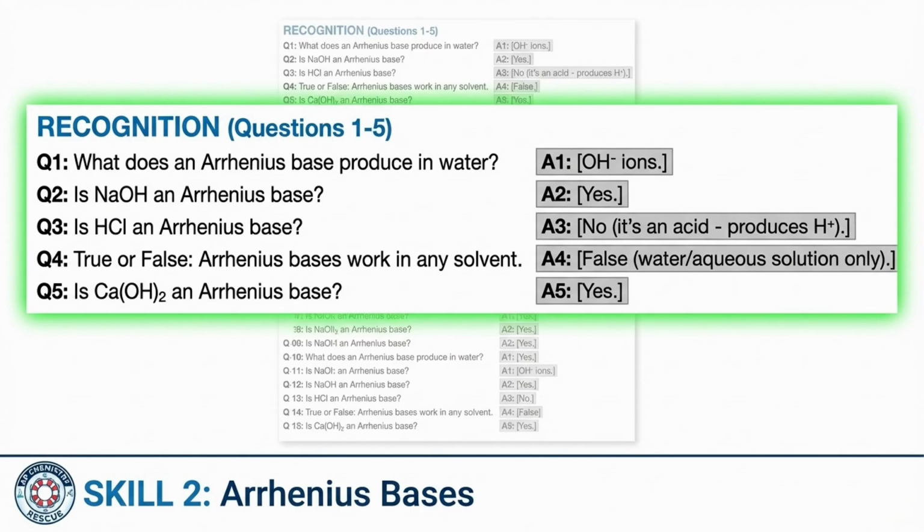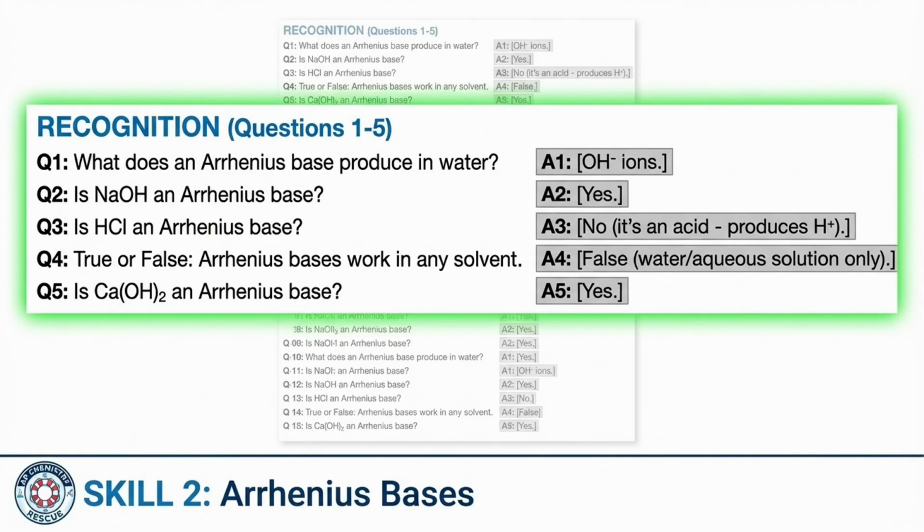Now, let's see. Time to test your understanding. I've got 5 recognition questions here. These are straightforward, just checking if you got the basics. I'm going to read each question, pause the video, try to answer it yourself, then unpause to check. Ready? Question 1. What does an Arrhenius base produce in water? Pause now and answer.